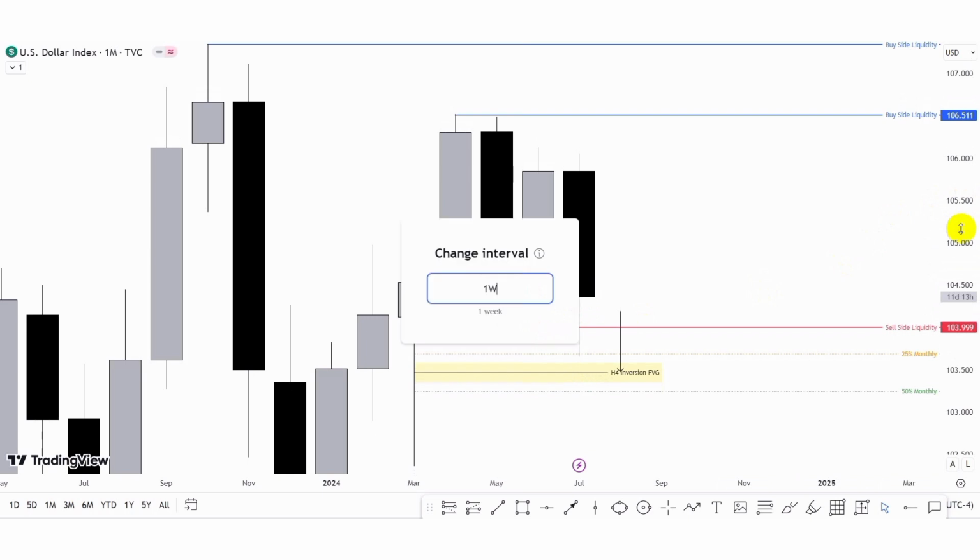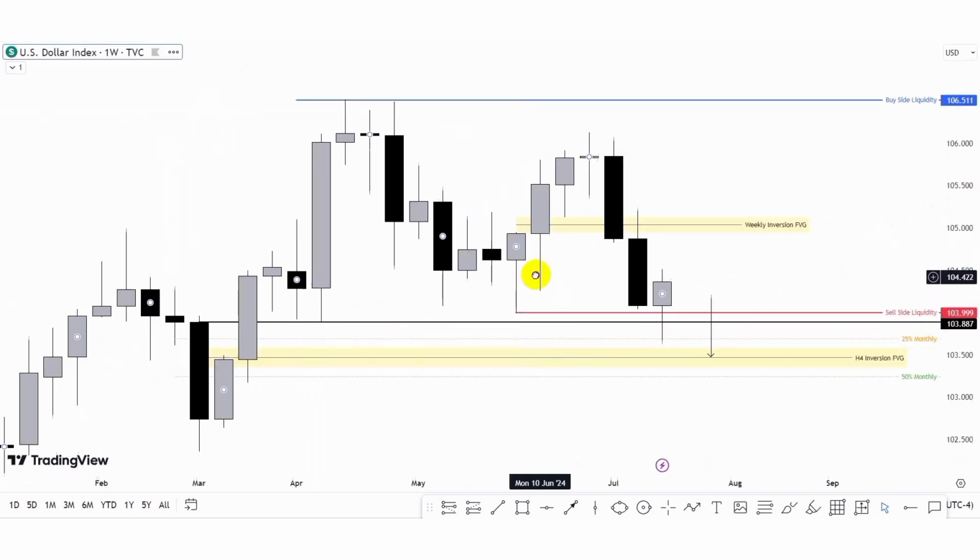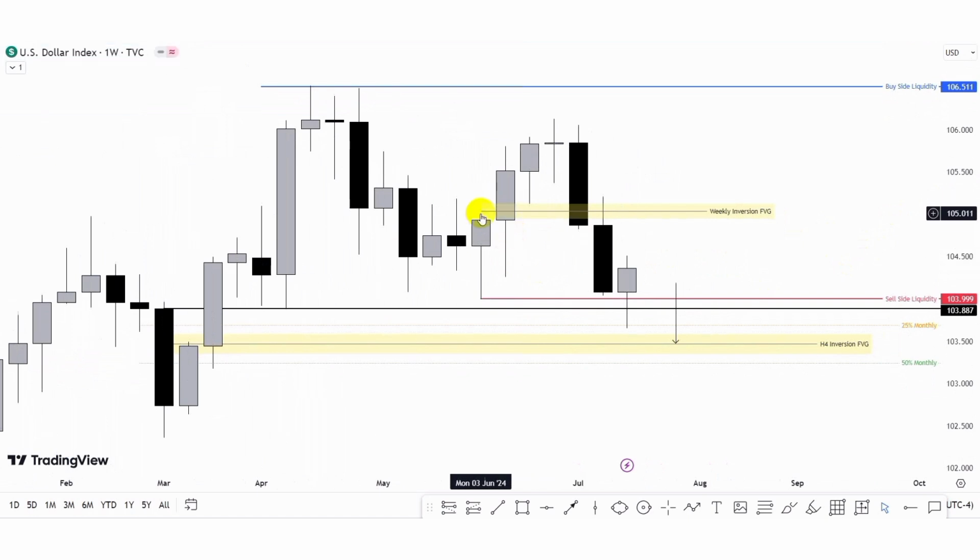So this is actually the dollar index. Now we can see here from the dollar index, if you can remember from last week's forecast and review, we spoke about this particular weekly inversion fair value gap, how price mitigated the weekly inversion fair value gap. And then you can see that this was where price closed. Price did not sweep the sell side liquidity.